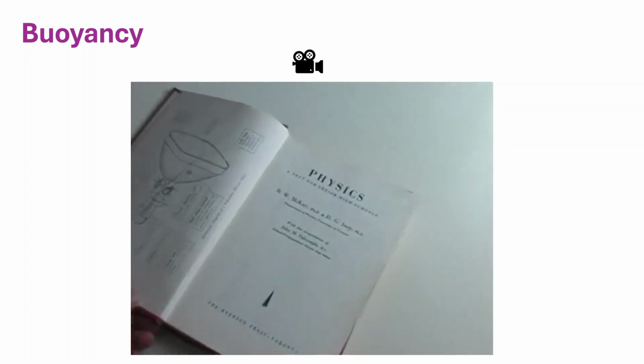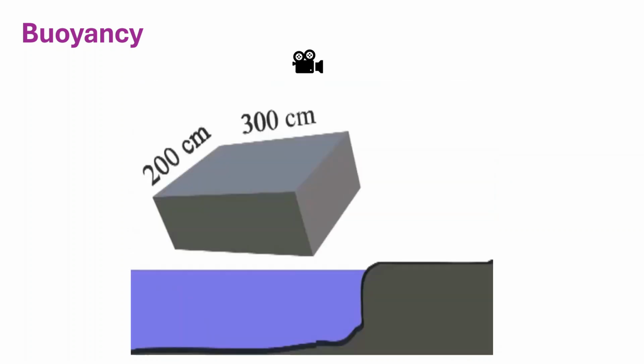When first studying physics many years ago, our instructor posed this question. A rectangular barge, 300 centimeters long and 200 centimeters wide, floats at the edge of a freshwater lake.